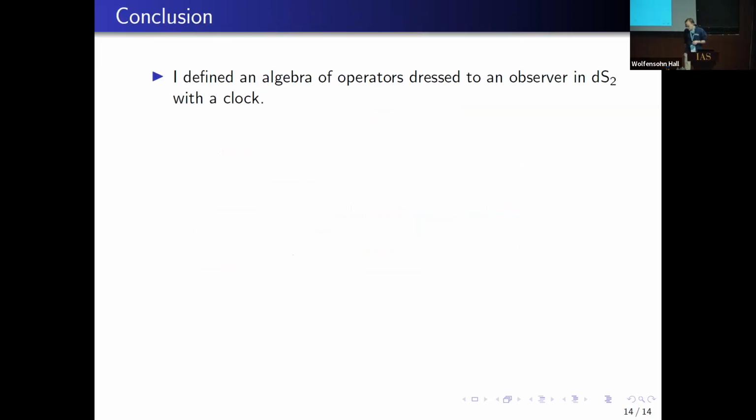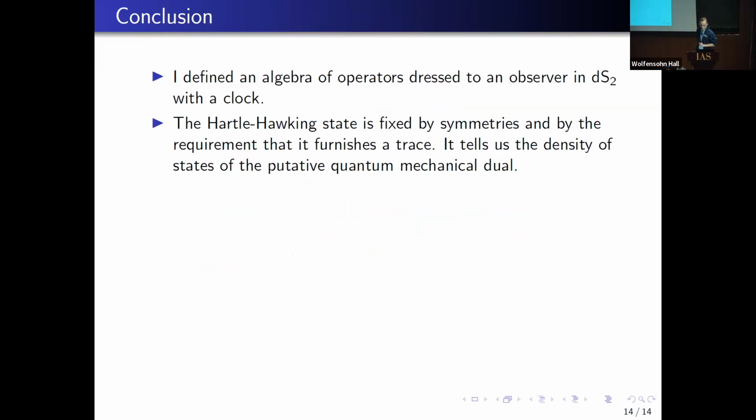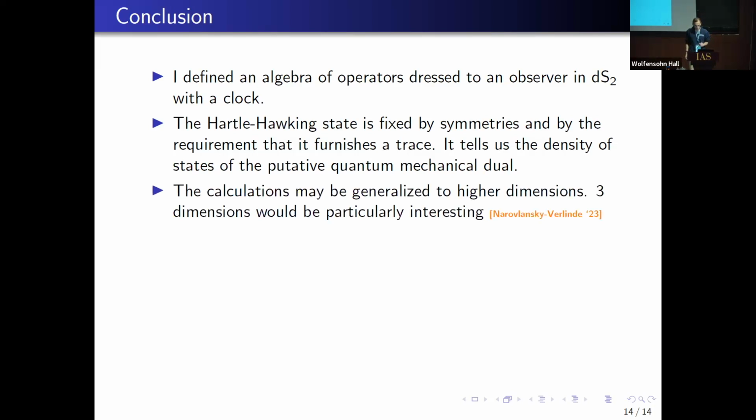Okay, so now just to conclude, I defined an algebra of operators dressed to an observer in two-dimensional de Sitter with a clock. The Hartle-Hawking state is fixed by symmetries and the requirement that it furnishes a trace, and this tells us the density of states of the putative dual. It would be interesting to generalize this calculation to higher dimensions. In principle, there's nothing stopping us, and three dimensions would be particularly interesting given some recent work here.